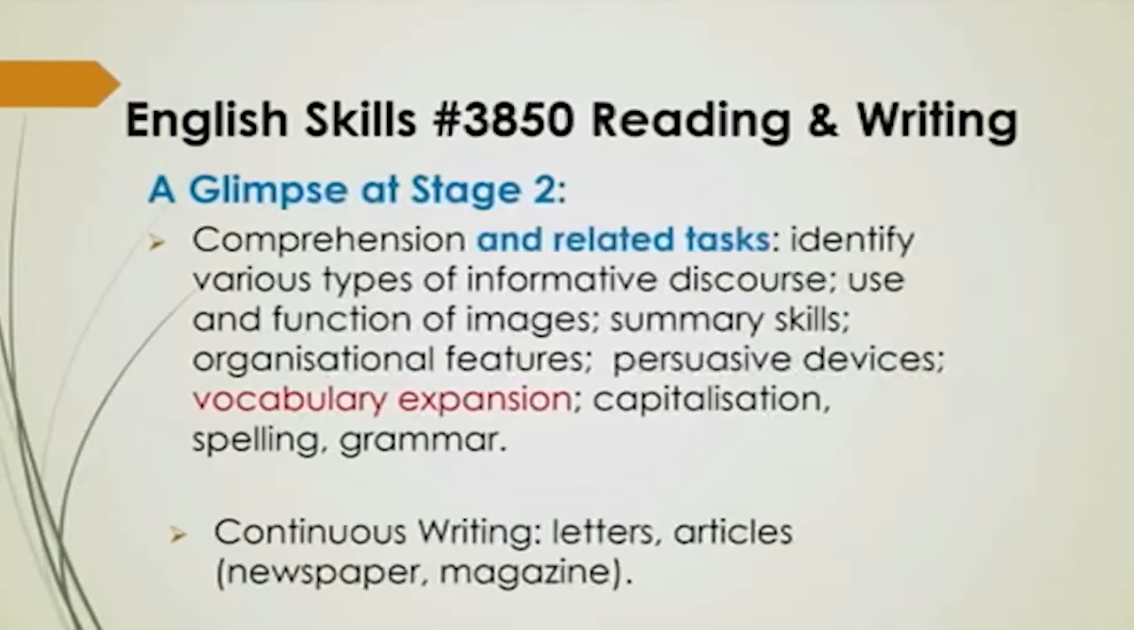We are going to require your summarizing skills. You have to talk about organizational features, identify persuasive devices. Then you also get activities that focus on vocabulary expansion. Capitalization is also important, spelling, and grammar. For your continuous writing task, you can be asked to write a letter or an article, and this article can be a newspaper article or a magazine article, and your word limit is 200 to 300 words because this is stage 2.